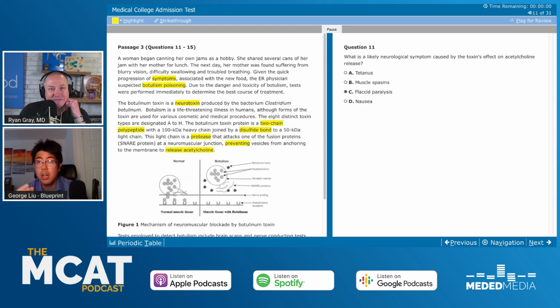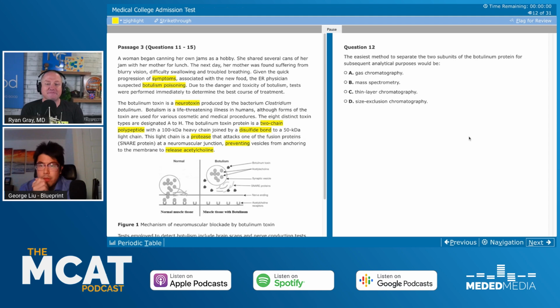Yeah. The key to this question is caused by the toxin's effect on acetylcholine release. And from our understanding of the passage, the toxin effect is to prevent acetylcholine release, in which case we would prevent muscular contraction, just like you mentioned with the actual toxin, Botox, putting in our face so we can't move it. Flaccid paralysis would be the correct answer. Nice. Amazing.